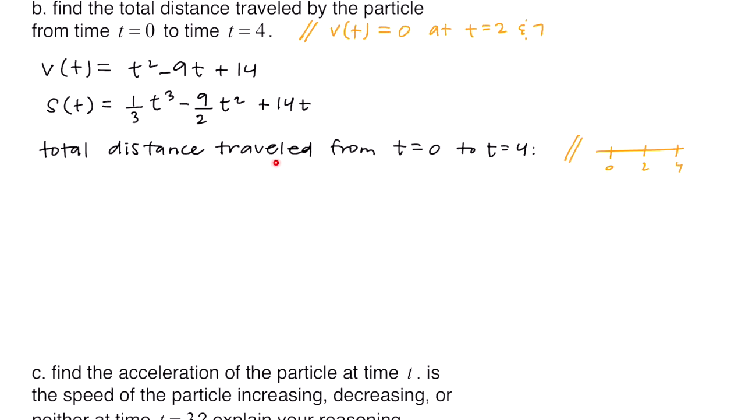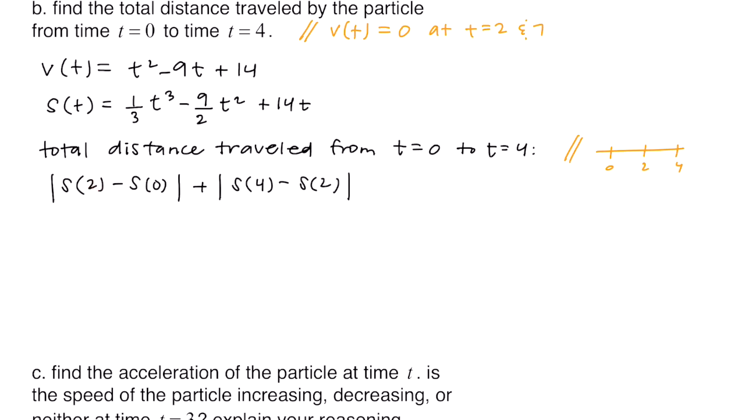So to find our total distance traveled from 0 to 4 seconds, remember the particle stopped at t equals 2 seconds. So we're calculating the distance the particle traveled from 0 to 2, and then we're adding the distance the particle traveled from 2 to 4 seconds. So this is going to represent the distance the particle travels from 0 to 2 seconds, and then we add to that the distance the particle travels from 2 to 4 seconds.